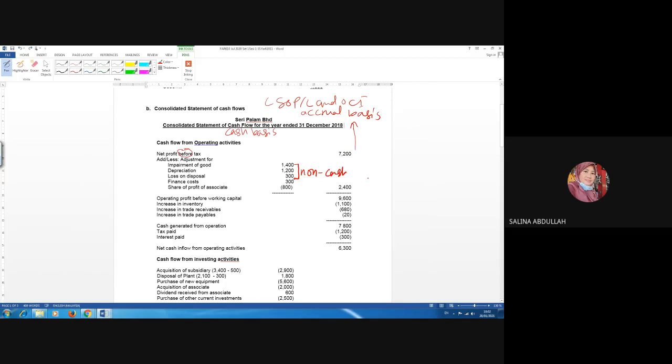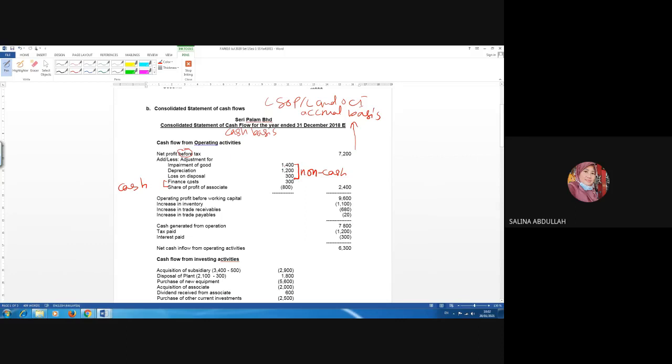However, we also have item which is considered as cash. This is considered as cash, and this is non-cash. So what happened for this non-cash item? You will add back. So depreciation, loss, and then impairment will be added back to this net profit before tax when you do adjustment.